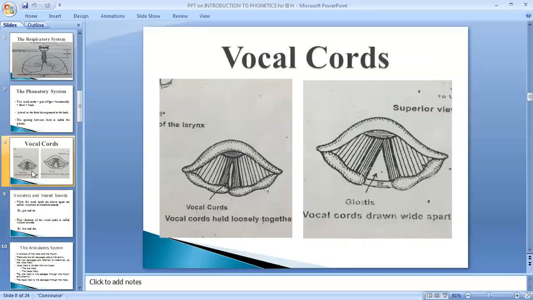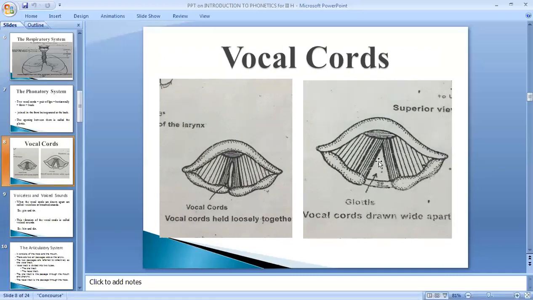Look at the picture for voiceless sounds. So the vocal cords are drawn wide apart. There will be no vibration. The sounds will be produced very freely. That's why they are called voiceless sounds.